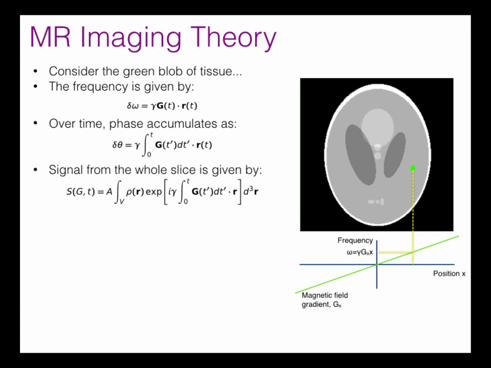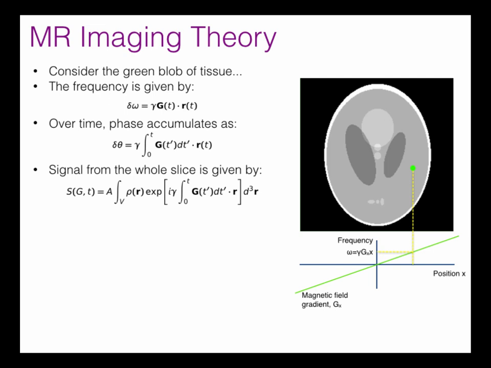And then if we consider enlarging that to the whole slice, to the entire object, so we consider the tissue, the whole slice, to be made up of different little green blobs of tissue like this, and we add them all up, basically, that's what this integral is doing. We end up with something like this.